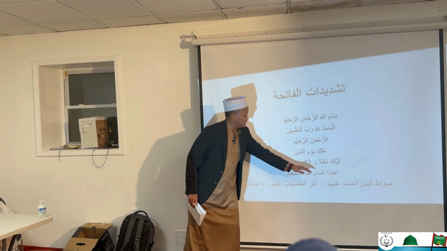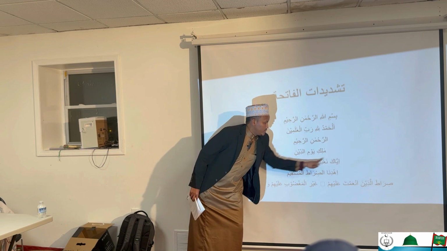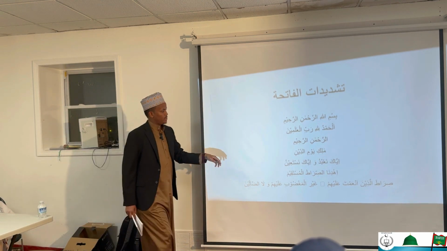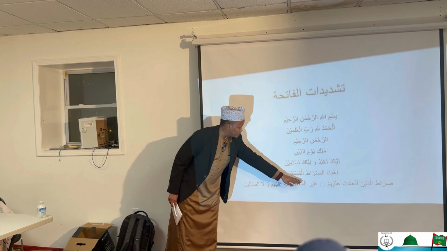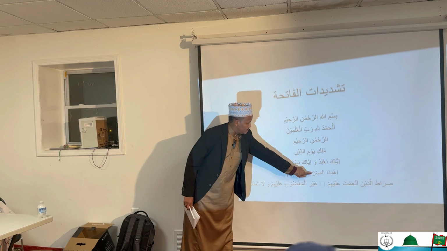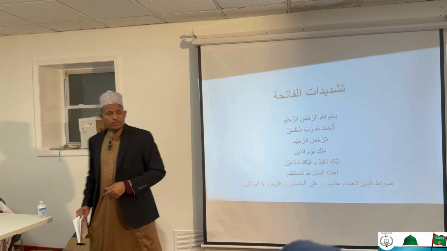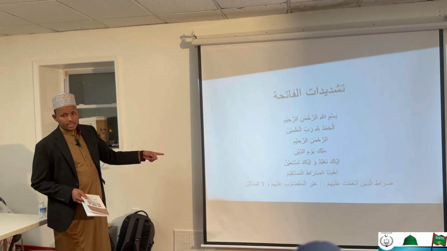And then Iyaka na'budu wa iyaka. So on the ya, so we have the tashdid on the ya. So that will make it how many? 10. Okay. Ihdina siratal mustaqim. So on the sad, ihdina si. So you have to put the shadda on the sad. And then that will make it 11, right?